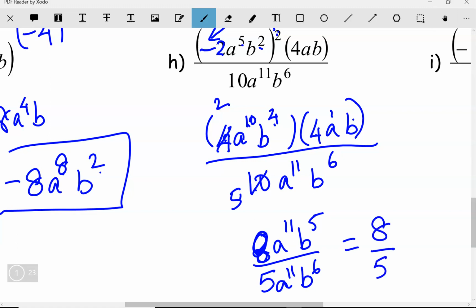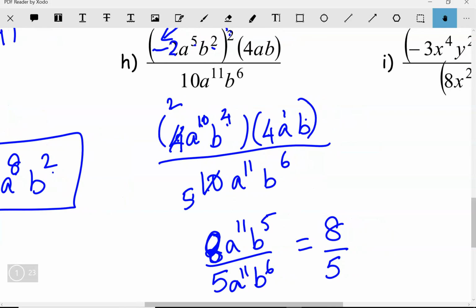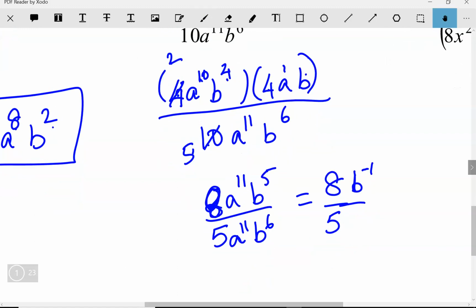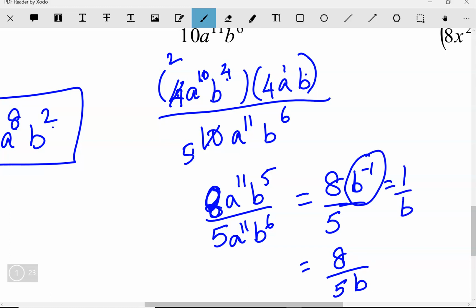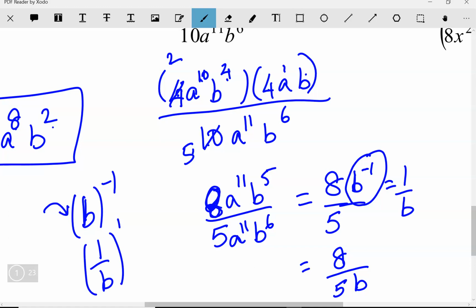This is 8 over 5. In the numerator, a to the 11 minus 11 is a to the 0, which is in fact 1, so I'm not going to write that. And here I have b to the power of negative 1, because 5 minus 6 gives negative 1. A better way to write this is 8 over 5b, as we know that b to the power of negative 1 is 1 over b. Hopefully we remember that, because if we have b to the power of negative 1, we take the reciprocal of the base, so we flip the base to 1 over b and change the sign of the exponent.